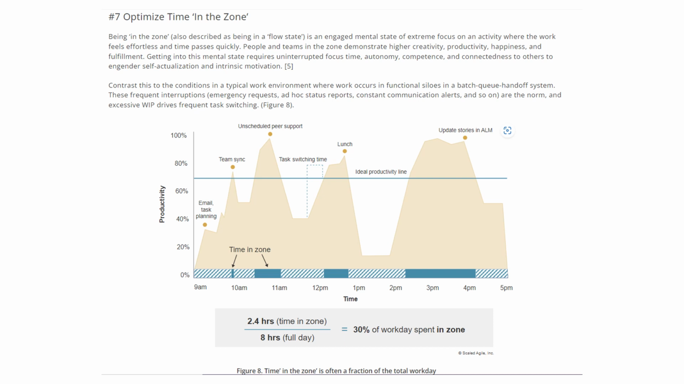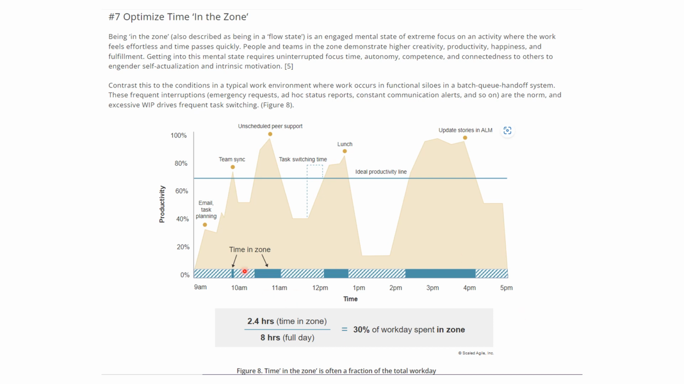If you look at this picture, if there are 8 hours of a full day, all these dark chunks, they call that time in the zone. We are assuming 2.5 hours of time in the zone, and we have 8 hours in a full day. That means 30% of the work day is spent in the zone. 30% of the time that particular team member or team is spending uninterrupted, highly creative, and highly productive, and most of the work is done in this period of time.